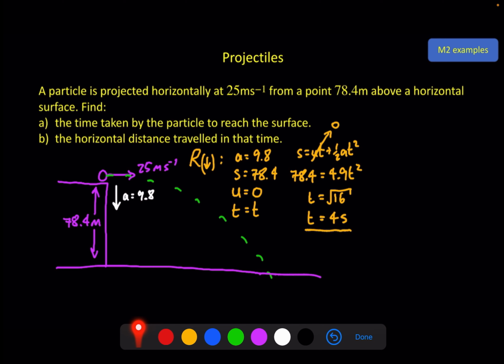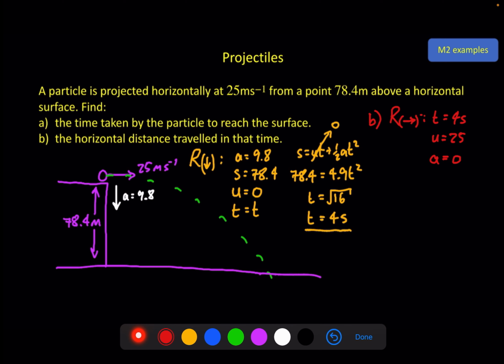So let me write this down. I'll follow the same sort of pattern each time: resolving, list the information, equation, calculation. So part B, I'm resolving, and I'm going to go horizontally, taking the direction to the right as positive. When I do this, I've got time 4 seconds, because I know that we want to look at going from this point to this point. So that's 4 seconds from part A. We know that the initial velocity is 25, and the acceleration horizontally is 0.